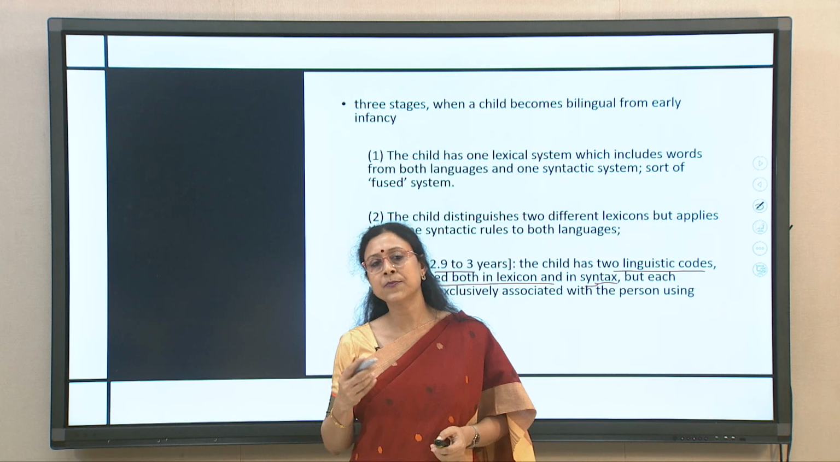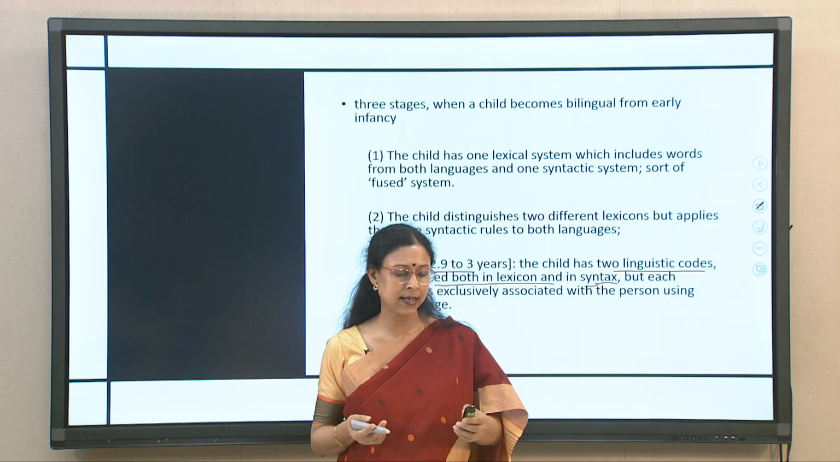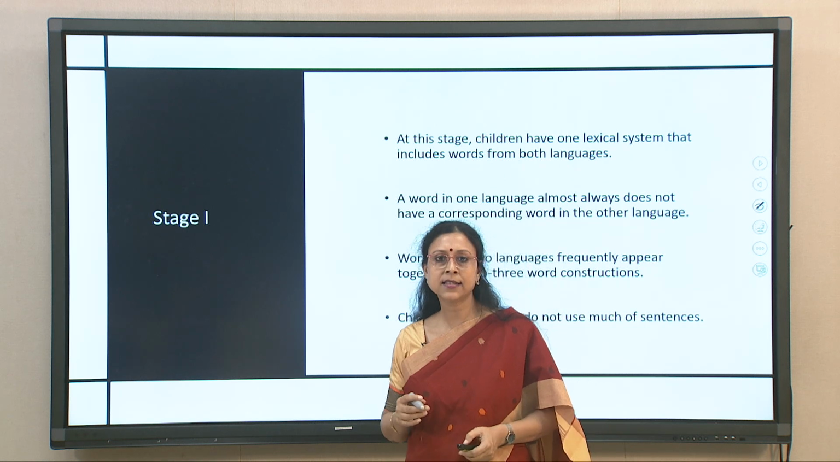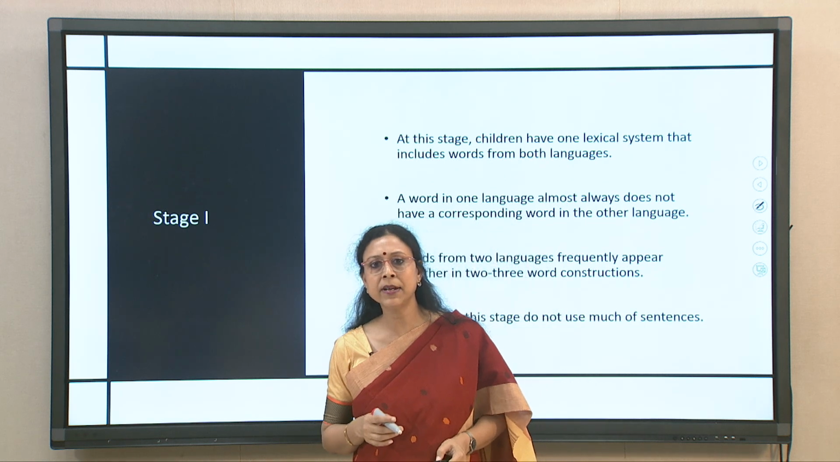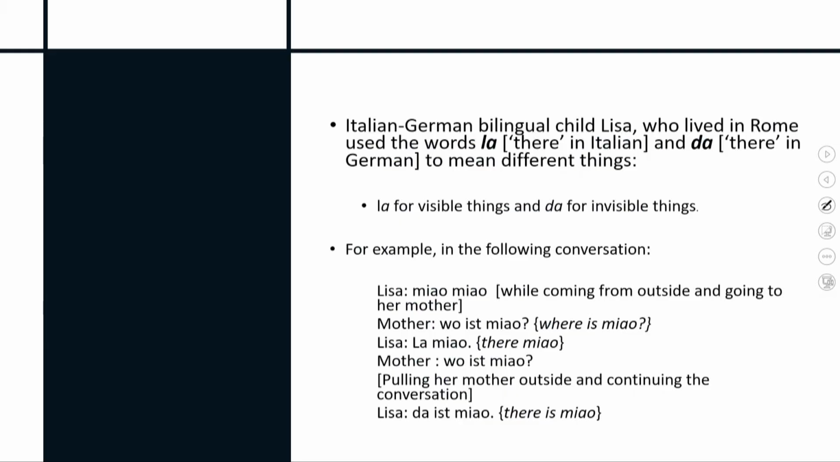So, if the mother speaks Italian, she will speak in Italian to the mother, German with the father, and like that. But this is how the idea was. These stages I have unpacked a little bit, but you get the idea. So, these are some examples, let us see. These are the same examples from the same study.